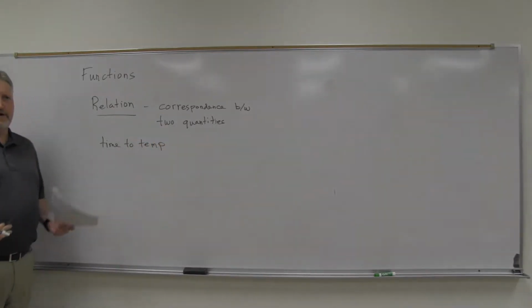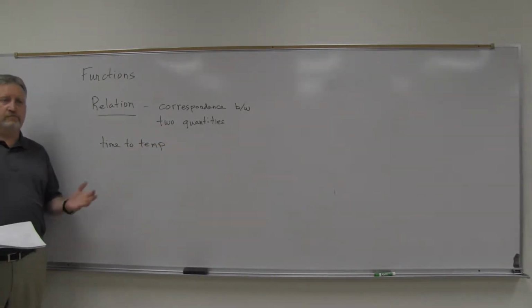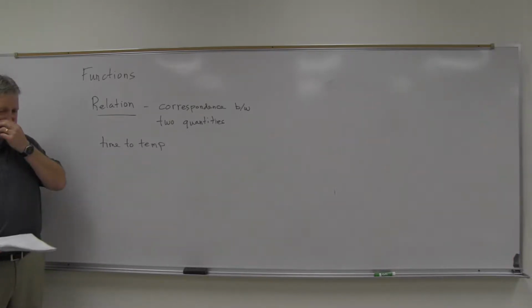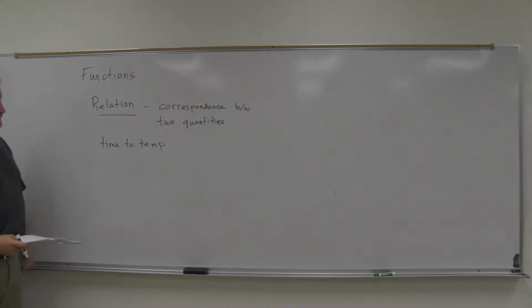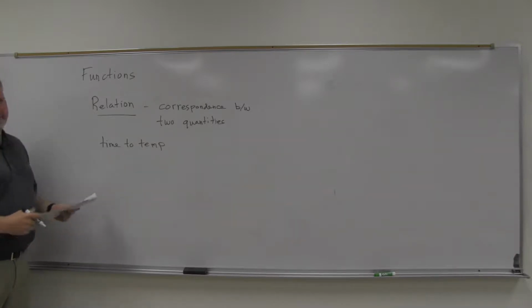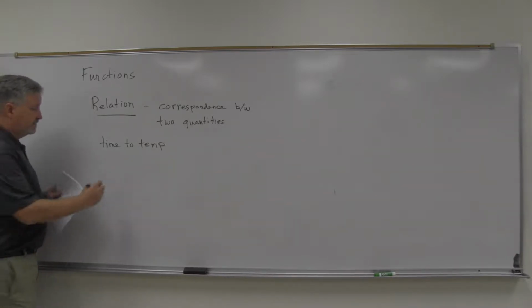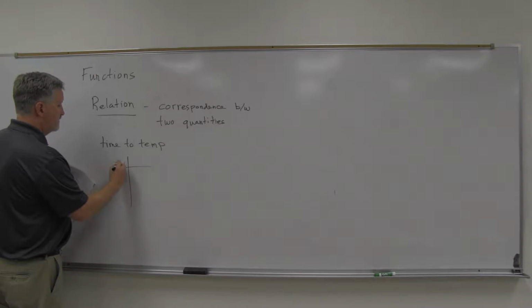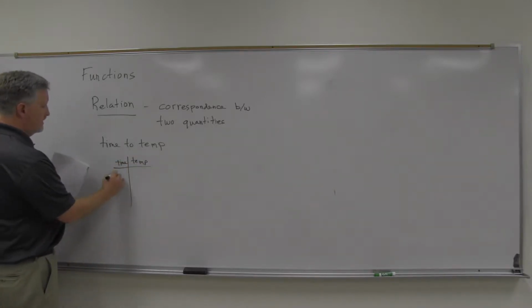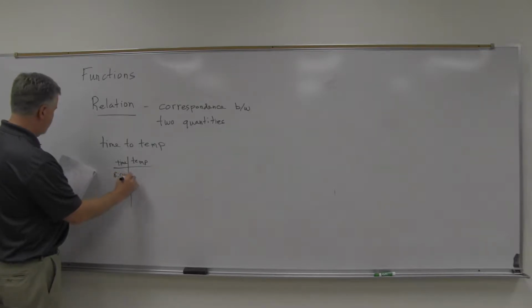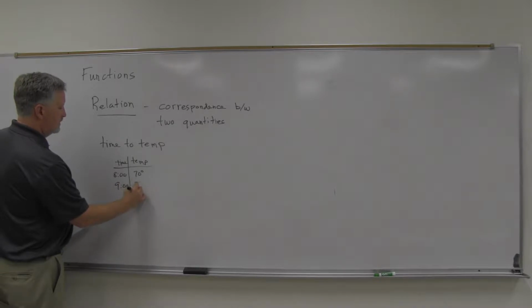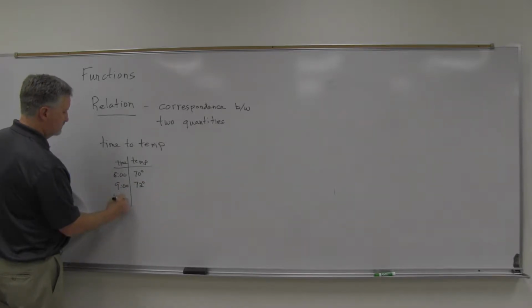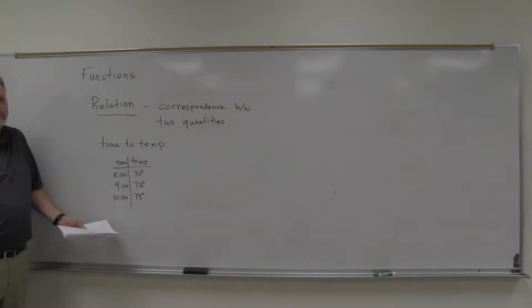Now, there's several ways to denote relations and then functions as well, but one way is just to do a table. You got your time and then your temp on the other end. So 8 o'clock, it was 70, 9 o'clock, it was 72, and then 10 o'clock, it jumped to 75. All right, that's a relation.